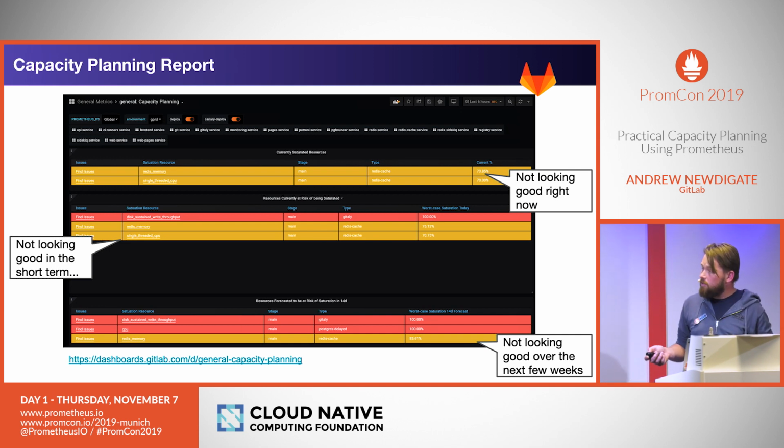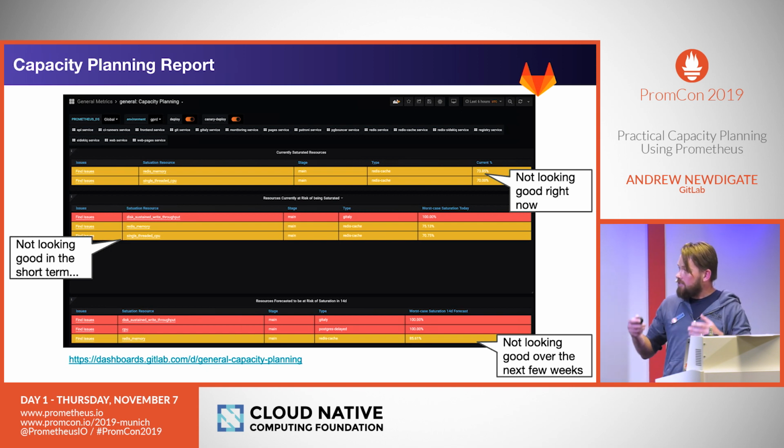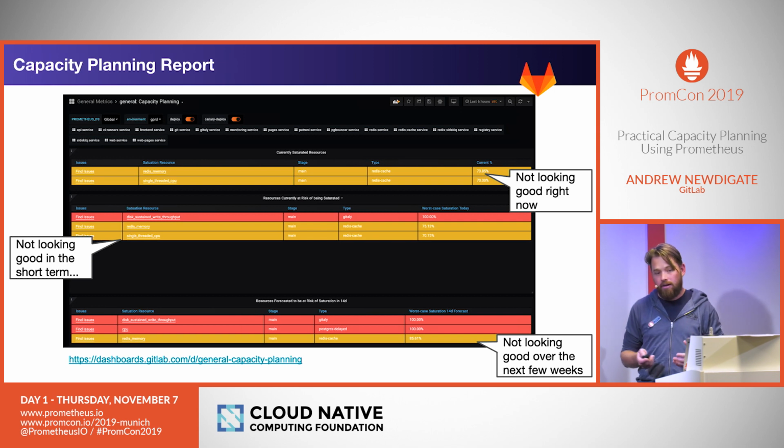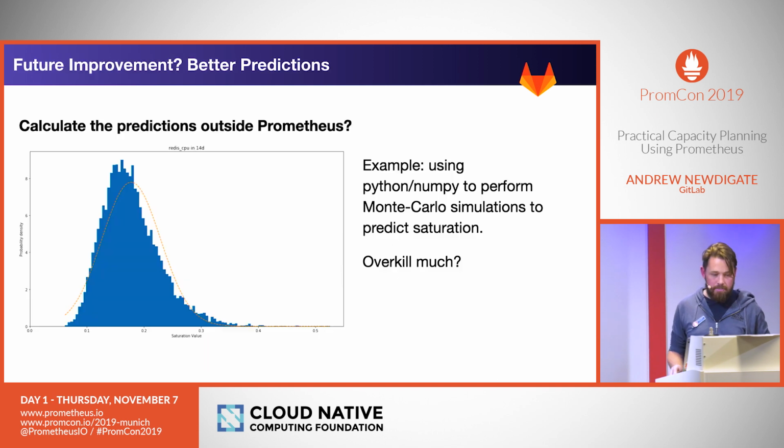So what's important to note is we don't use this for alerting. Nobody gets woken up at 3 a.m. to be told that a Redis machine is going to be running out of CPU in 2 weeks' time. It's just a report that we can take into our roadmap and our planning, so that we know where we need to focus in the coming milestones. And yeah, that's how we use it for capacity planning.